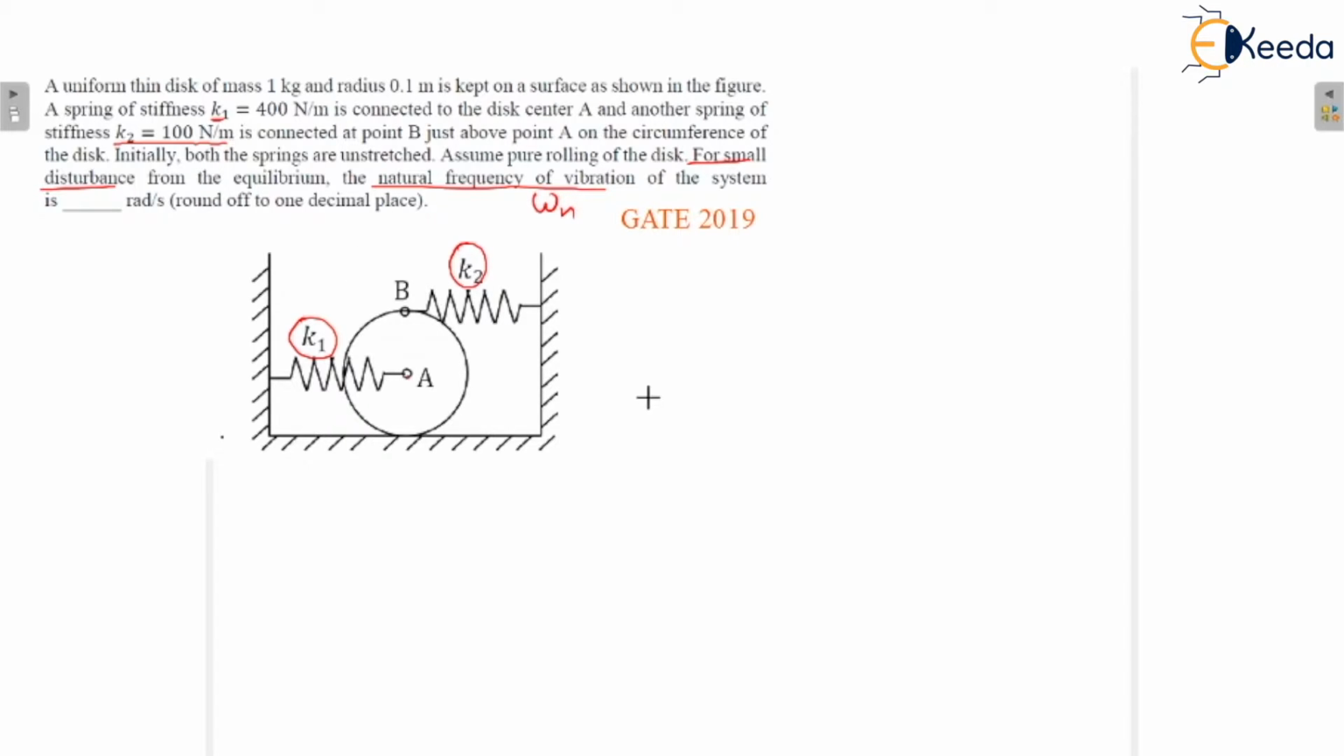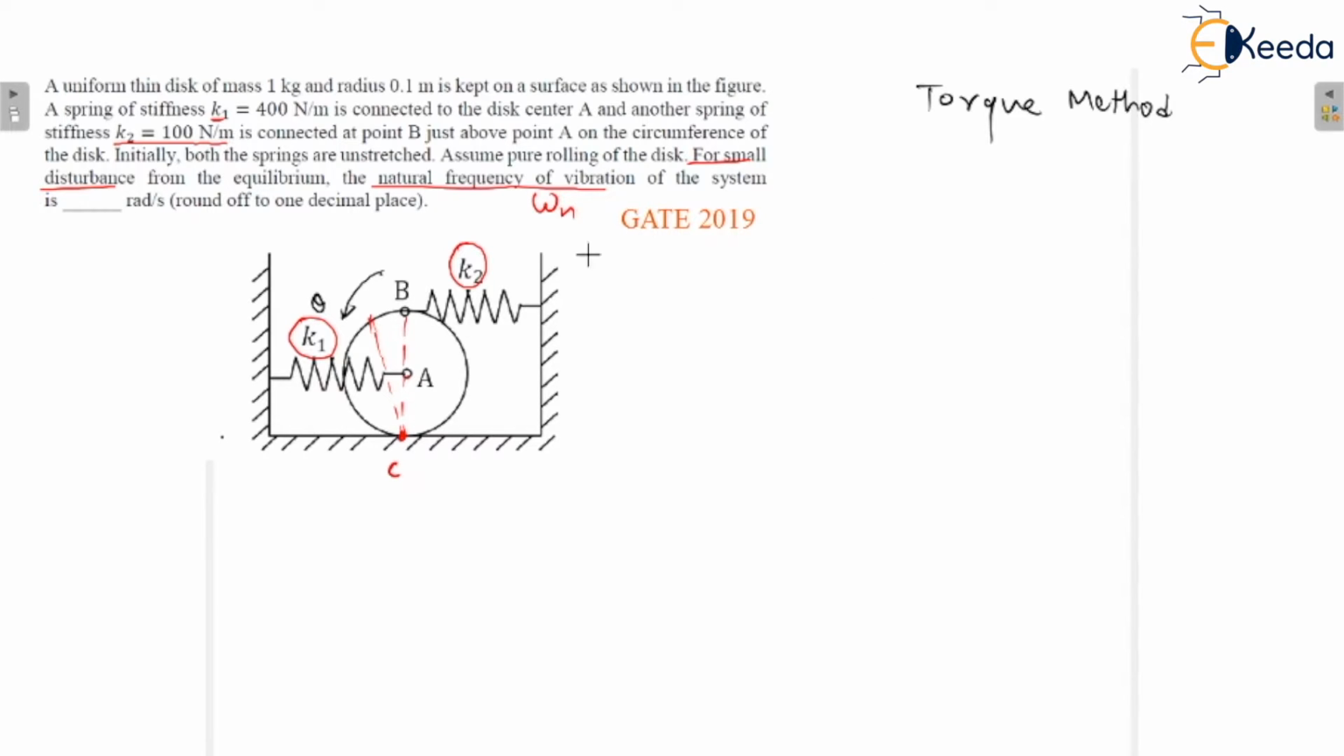So now we need to apply the torque method. We know that the torque method is what? When you apply the torque method, you have to provide some small disturbance to the system. So let us assume that this disk is rotated through a small angular displacement theta to the left, like that. We are going to consider the motion about the point of contact. So this is the point of contact C.